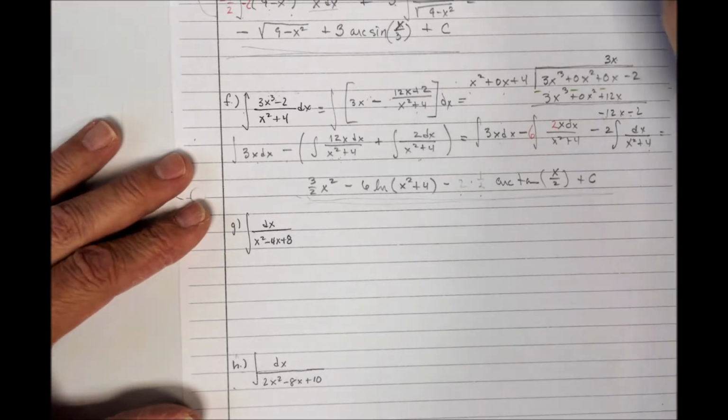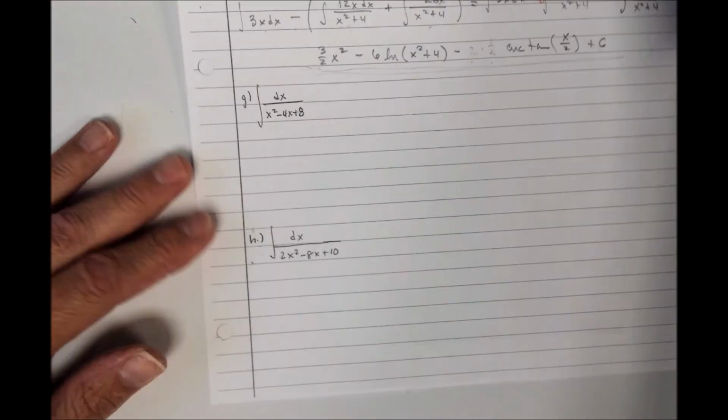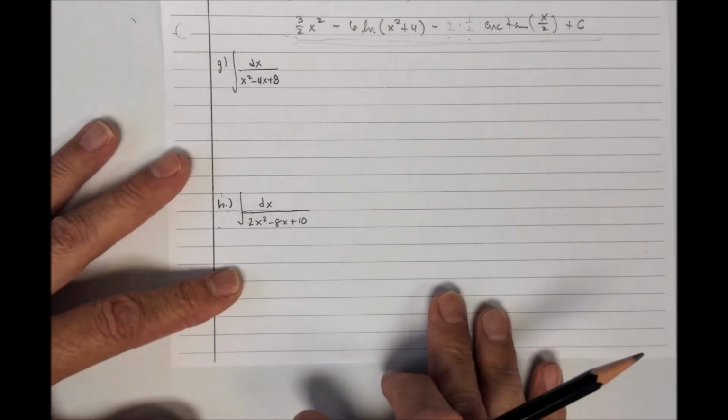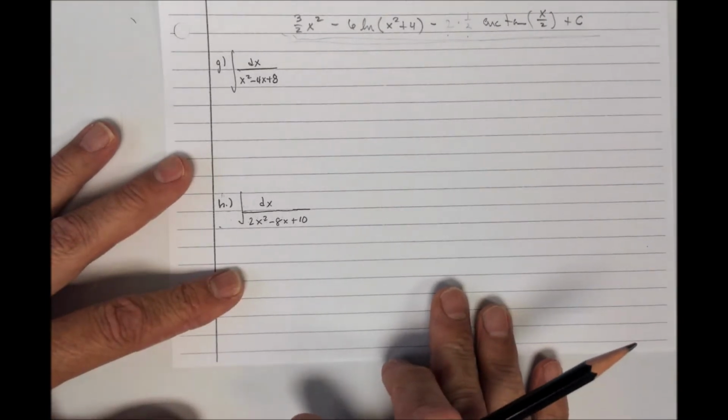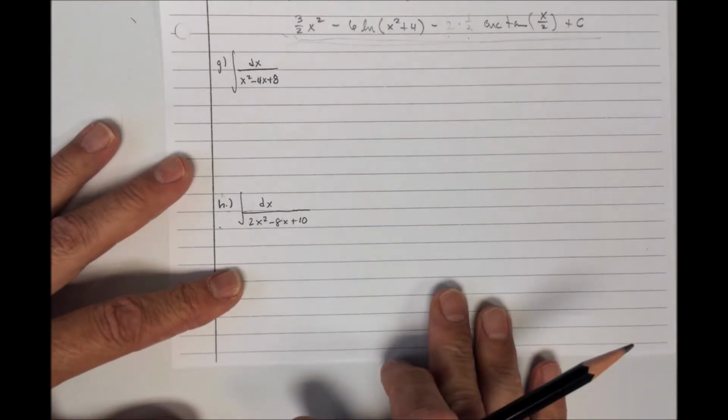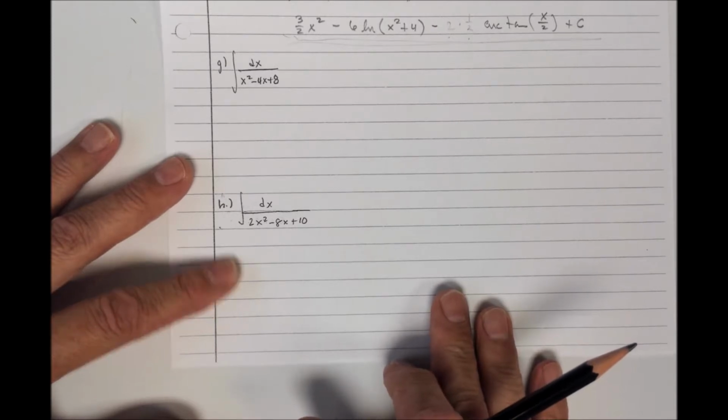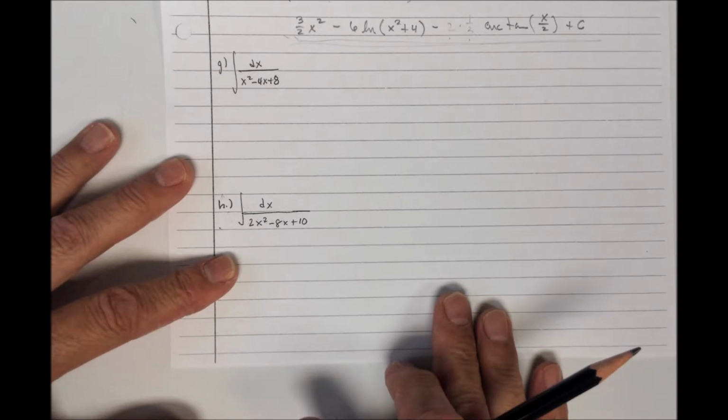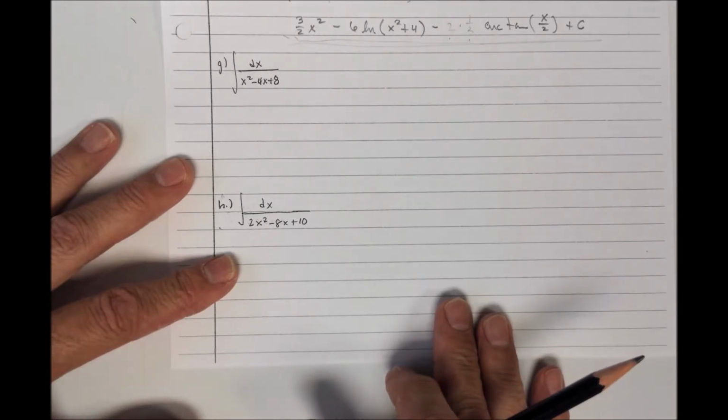Now, in the next couple of examples here, there's no radical in the denominator, but it's not in the form a squared plus u squared or u squared plus a squared for an arctan, because it's a trinomial. So what I'm going to do here is I'm going to see if I can complete the square.